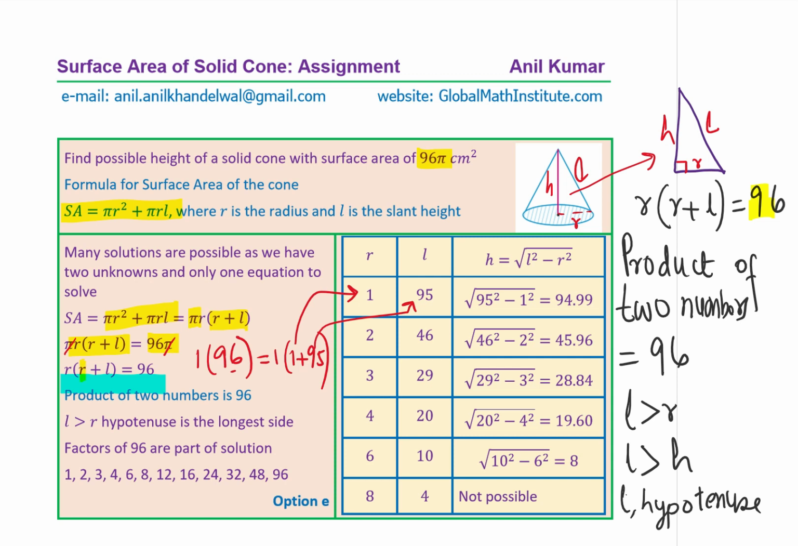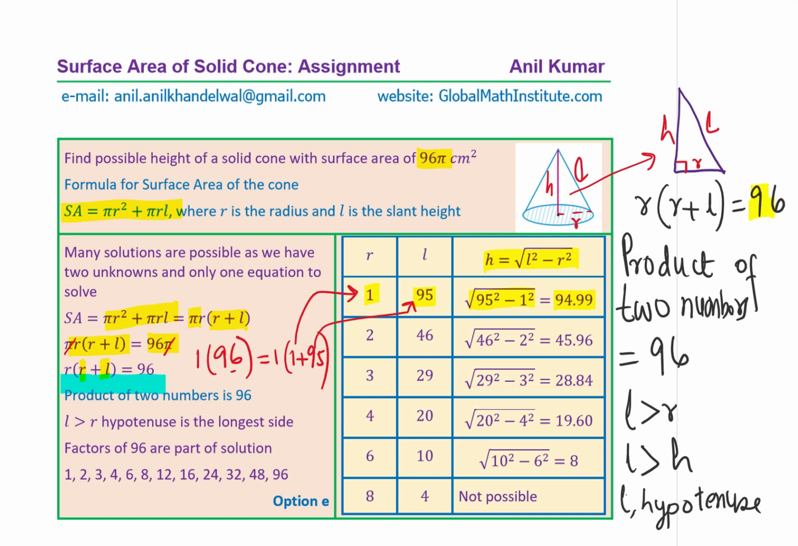So that is, R plus L is the value, when you add them, of the higher factor. So that becomes the first set. So we get 1 as the value of R and 95 as the value of L. Now if 95 is L and 1 is R, then you can use the Pythagorean theorem to find the value of H. Using the formula, H equals the square root of L square minus R square. So I hope the concept is clear. Correct? So that is how you have to do it.